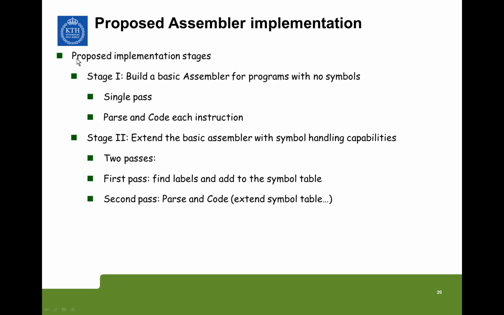To simplify the coding, we suggest that you implement the assembler in 2 steps. First, build an assembler that can process programs without symbols. It means that the first pass is not needed, and actually the entire symbol table handling is not needed. Then in the second stage, extend the code to have 2 passes and be able to handle symbols.